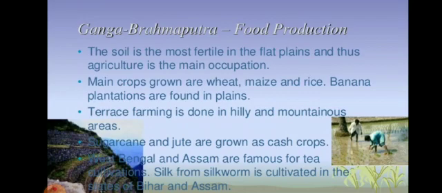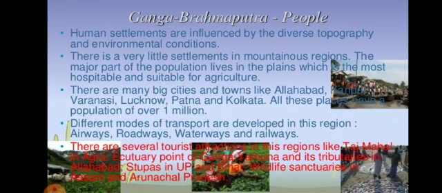Sugar cane and jute are other cash crops of this region. West Bengal and Assam are famous for their tea production. Silk is also produced in Bihar and Assam.